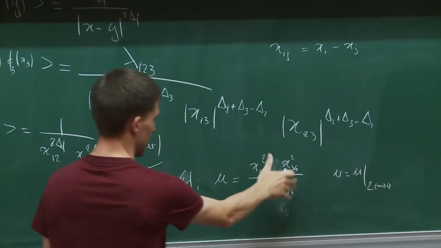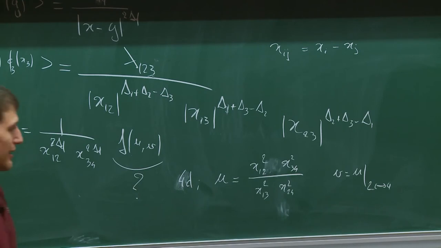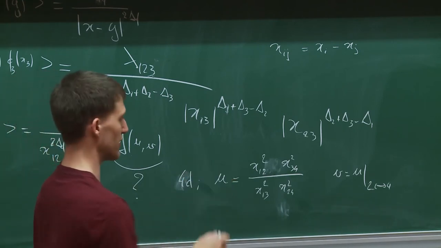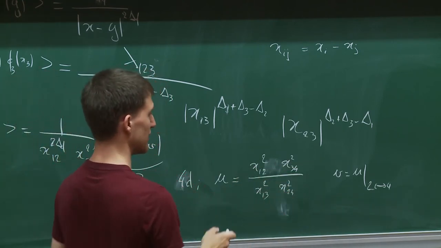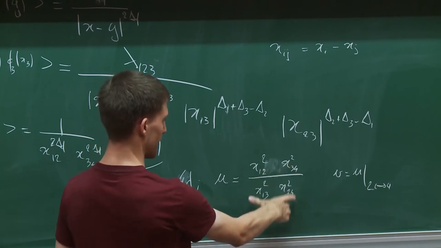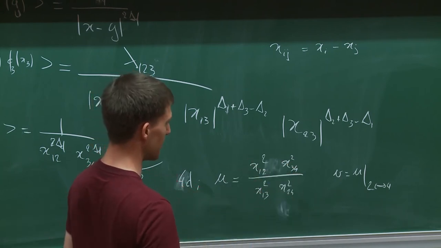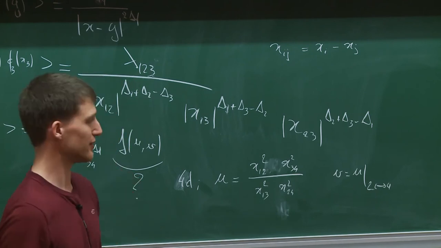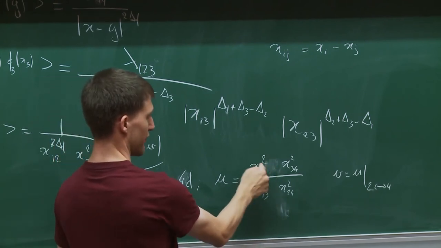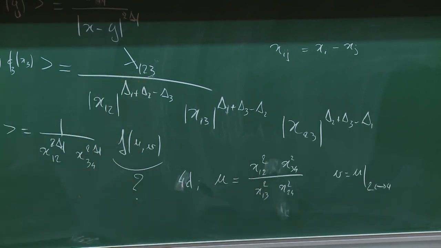So in particular, you see manifestly that this thing is invariant under translations, because it's always differences of coordinates. It's invariant under scale transformations, because we have equally many x's in numerator and denominator. It's invariant under Lorentz rotations, because we have manifestly taken singlets under rotations.